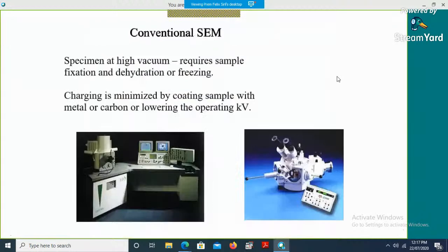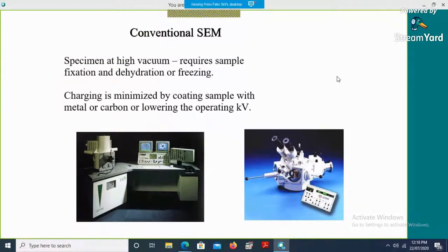So far we discussed scanning electron microscopy and its application in material science, which is the topic of today's discussion. But apart from material science, there are a lot of applications in biology and biological materials. In biological materials, when you do the imaging, as we know, scanning electron microscopy as well as transmission electron microscopy work under high vacuum conditions. So in those cases, there are certain limitations for biological samples.